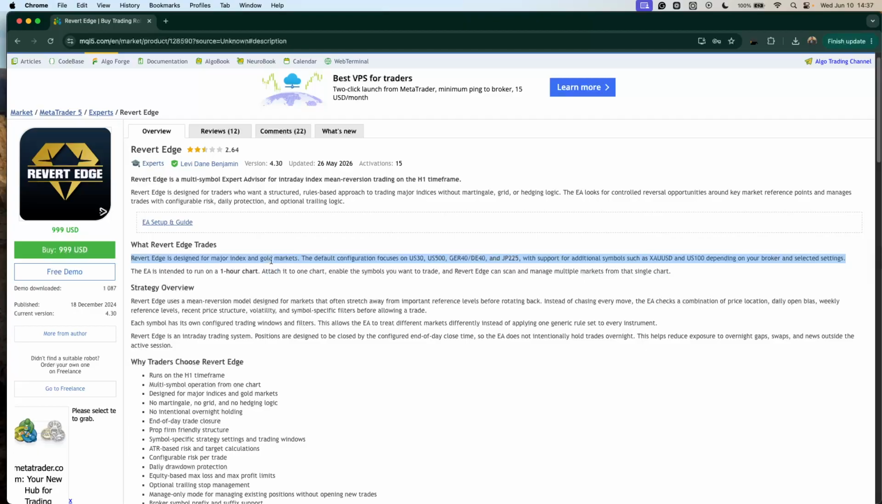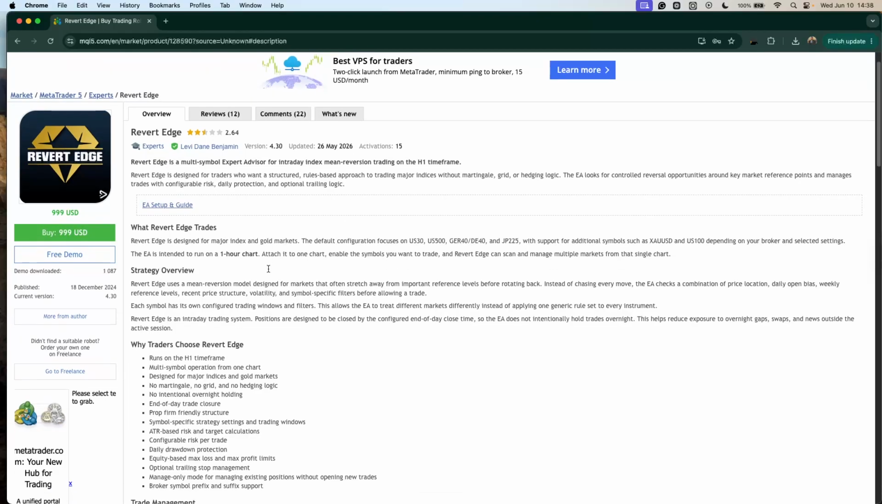Now, according to the MQ5 page and description, the Revert Edge is designed for intraday mean reversion on indices like US 30, US 500, GER 40, DE 40, and JP 225. These are major indexes with optional support for XAUUSD and others depending on your broker.